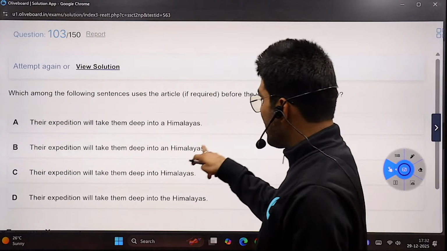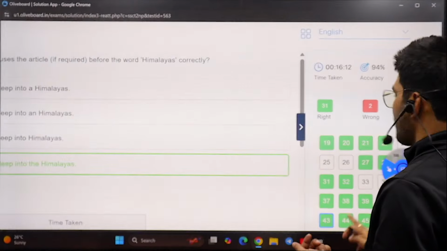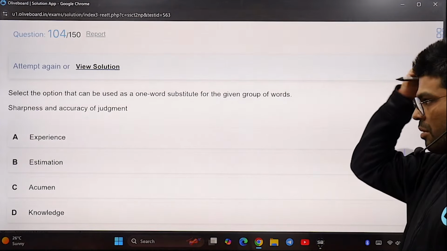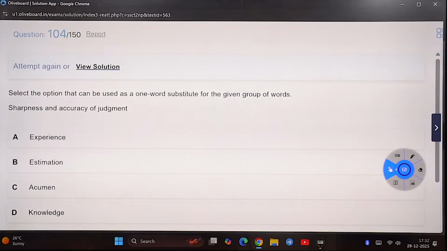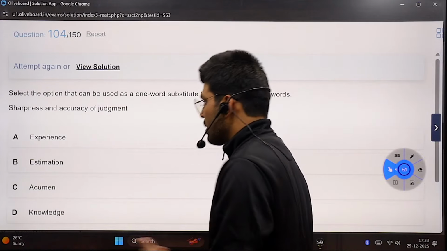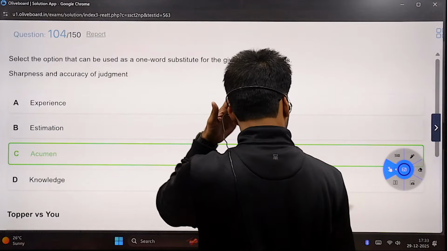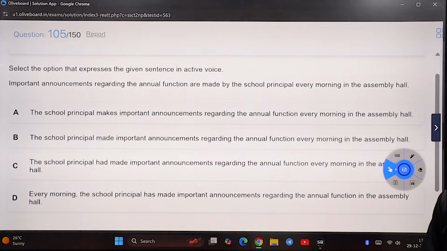Obviously, the Himalayas, the mountain ranges, the Himalayas. Sharpness, accuracy of judgment, combined accuracy: acumen. Yes. Experience doesn't define accuracy of judgment. Estimation can't be accurate. Knowledge, not sure. Acumen defines this. Acute, sharp, and finishing things off.